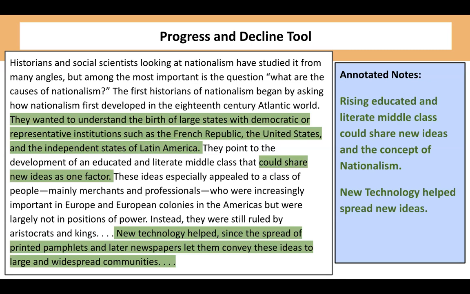So here I highlighted that really it looks like we see nationalism coming together as helping people with new ideas and also even with new technology. So in my annotated notes there, I wrote that it looked like the rising educated and literate middle class who seem to be very knowledgeable, but just not with power, come together and share their new ideas, and they share this concept of nationalism, and that their new technologies too will help spread these new ideas.